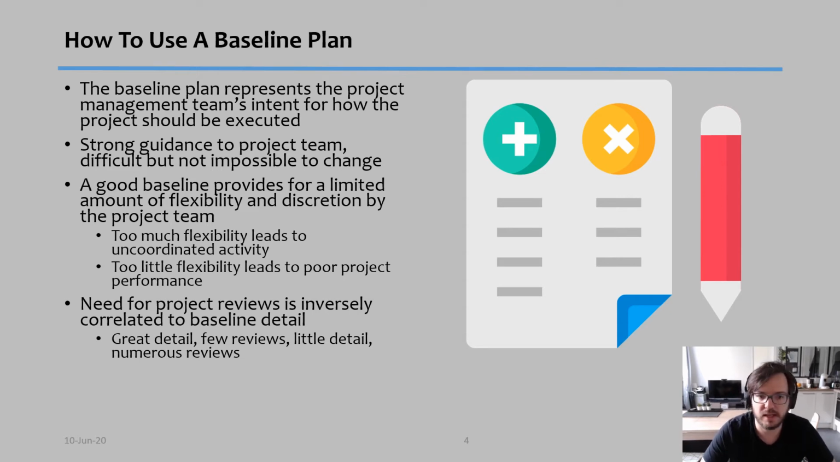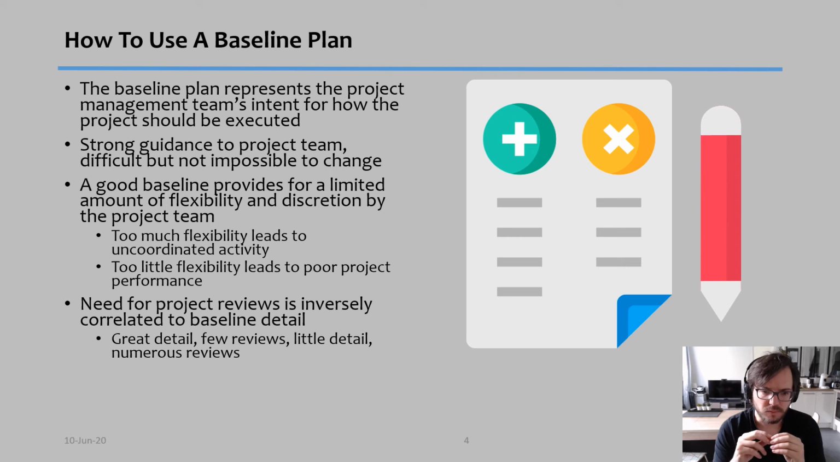So what is a good baseline plan? A good baseline plan has a limited amount of flexibility and direction by the project team. Okay, limited amount. Now, what does that mean? It means that if you give too much flexibility, then there's going to be a lot of confusion. But if you give no flexibility whatsoever, then you're going to end up with poor project performance. So that means in the beginning, you might have quite a bit of challenges there. And everyone that has worked on a team realizes that in the beginning of the teams, it's always hard. People have different ways of working. But you need to give some flexibility to the team in order to manage those issues by themselves.